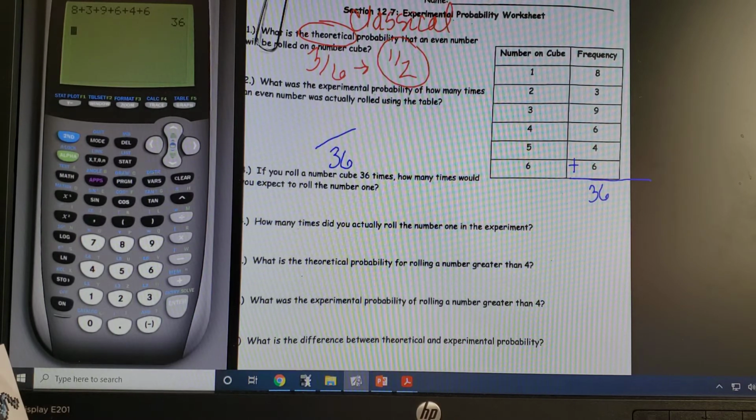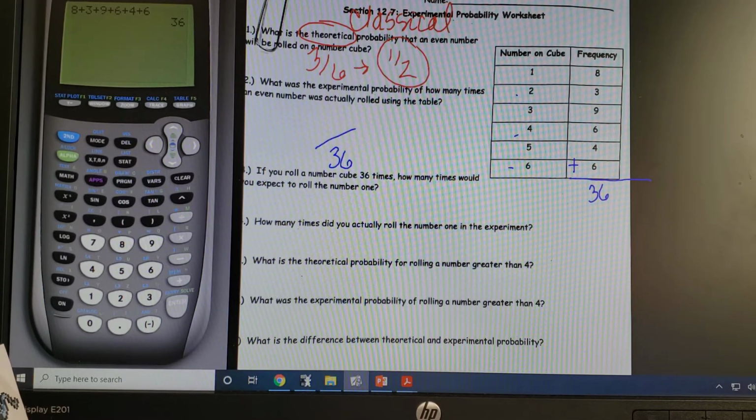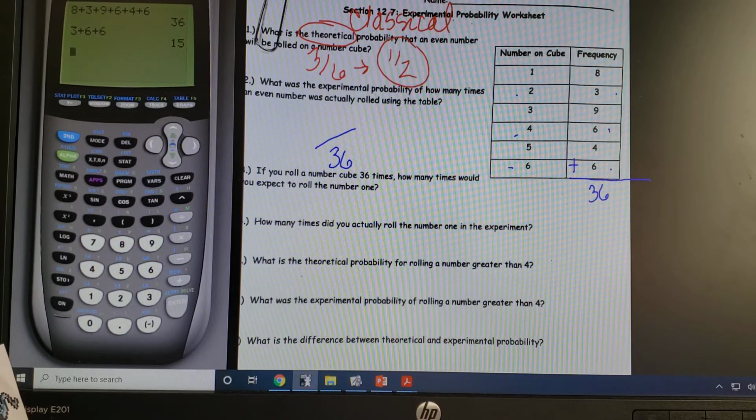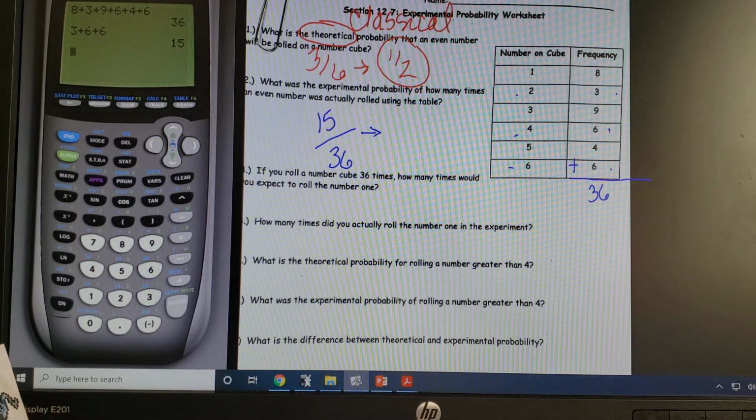Even number, 2, 4, 6, that occurred 3 times, 6 times, 6 times. So 3 plus 6 plus 6. So 15 times. Alright, and let's see if that reduces. And it does. 5 over 12.